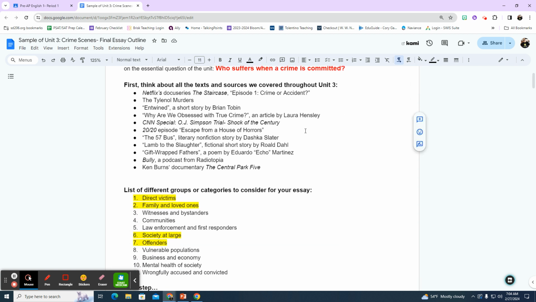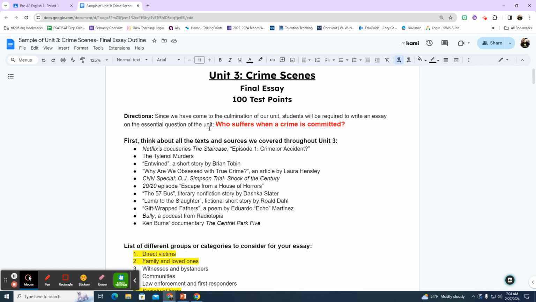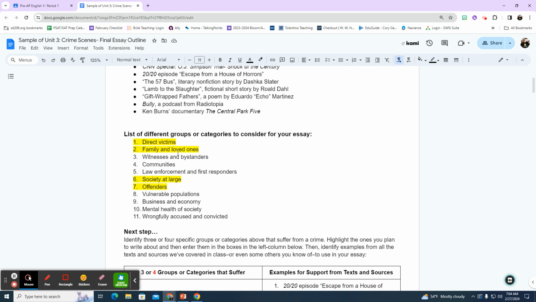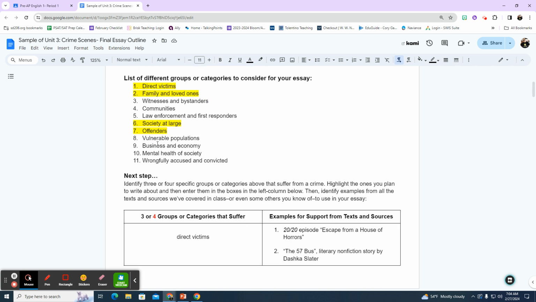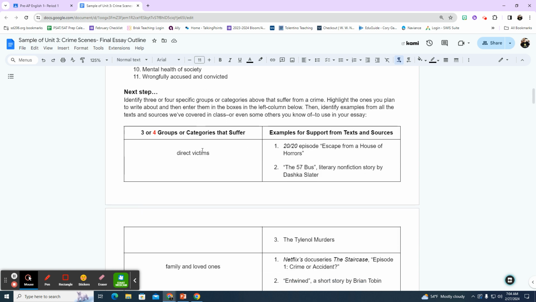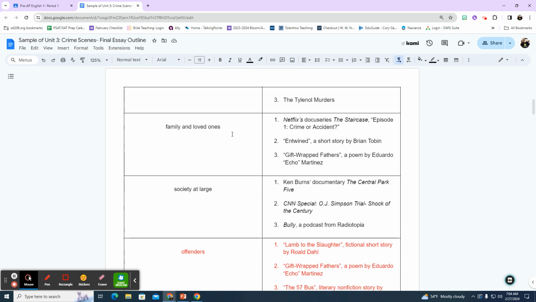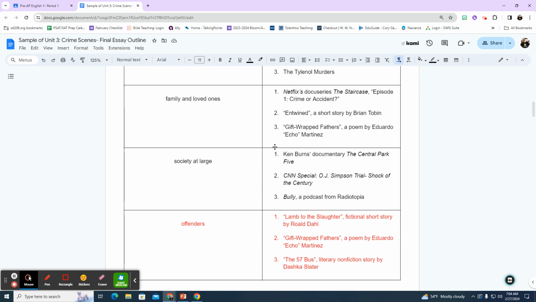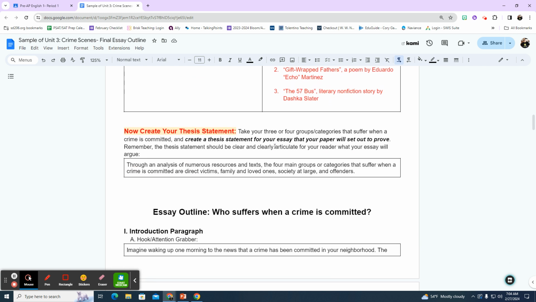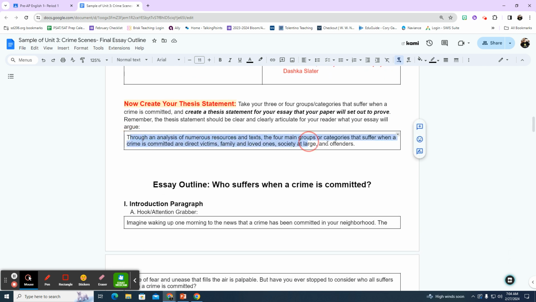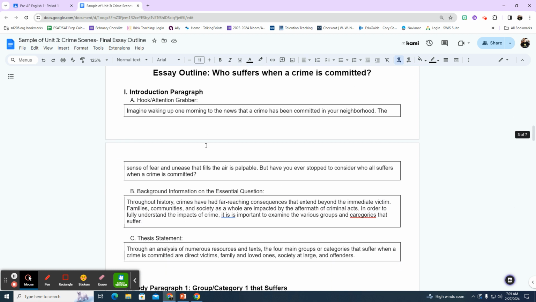Okay, so if you scroll through, you see that I have my sample outline with the one I've been using along with you all. I have my list of groups and categories that I'm going to talk about in my essay. I have these boxes filled with all my examples that I plan to use in my essay. You should also have the thesis statement written out already if you've already done your introduction, and you should have your introduction written out.